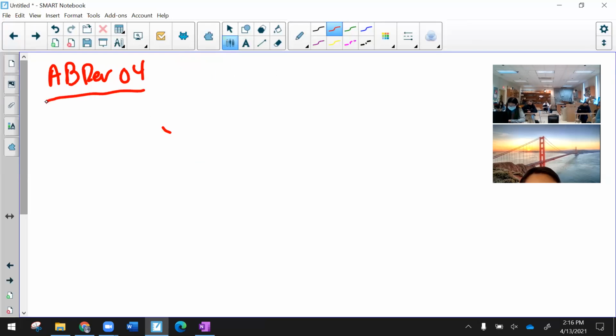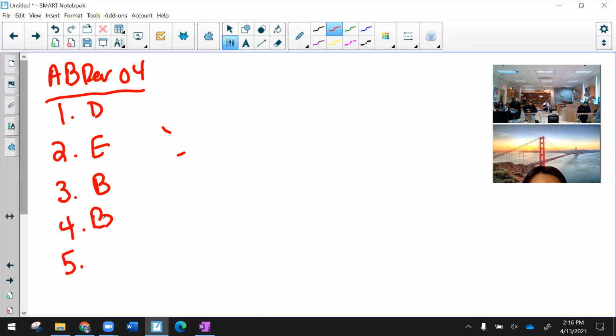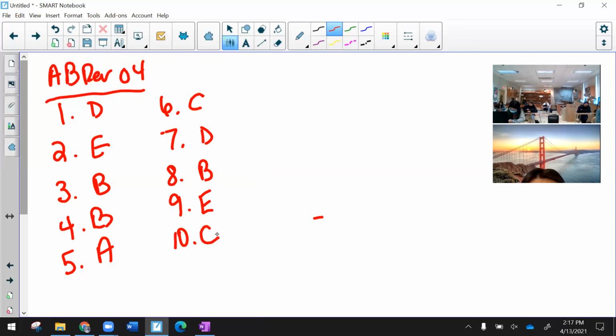AB review 4. Number 1 is D. Number 2 is E. Number 3 is B. Number 4 is B. Number 5 is A. Number 6 is C. Number 7 is D, I believe, but I could be convinced otherwise, because I seem to have a question mark there. 8 is B. 9 is E. 10 is C. Eight is, they're up there. Yeah, they're up there. Sorry. It's okay.